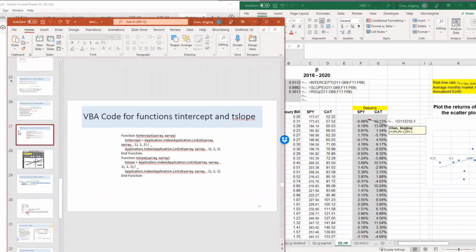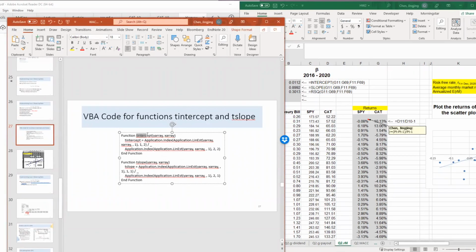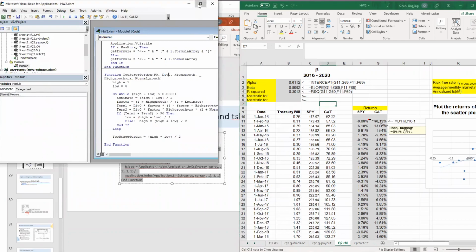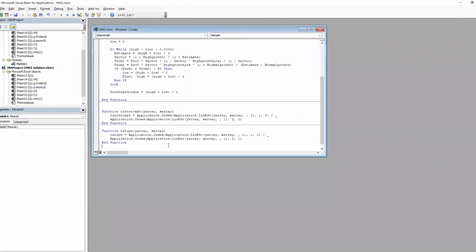It is located on page 27. So we have two user-defined functions here. One is called t-intercept, and another one is called t-slope. So it will give you the t-statistic for intercept and slope. So I'll just go ahead and build these user-defined functions. Here, you should be able to read the code. This is very simple. It's just defining t-intercept. So we're just inputting the y arrays and the x arrays here.